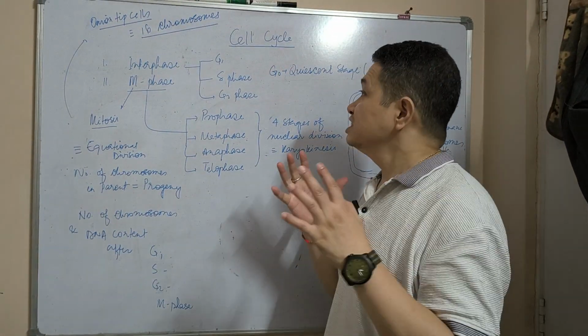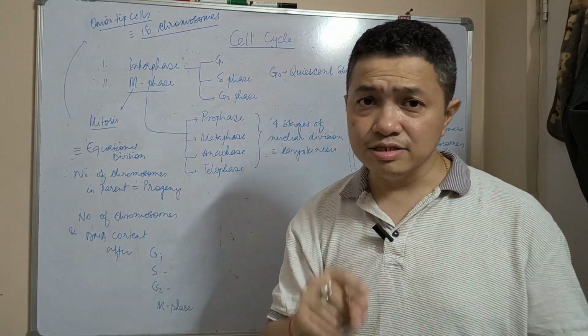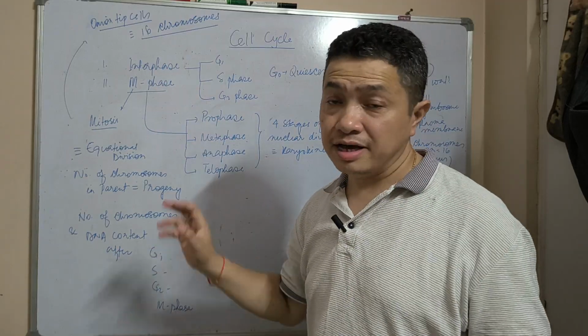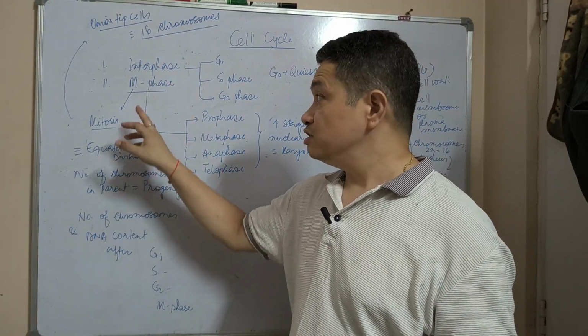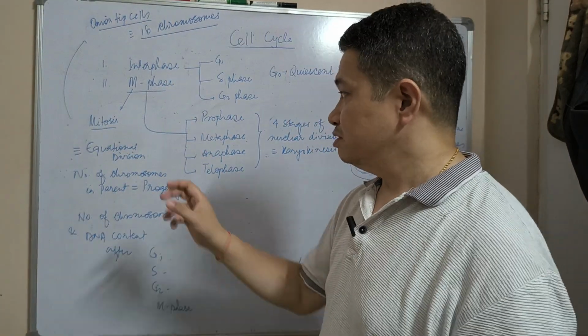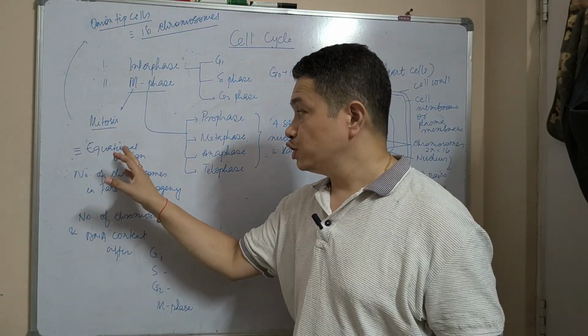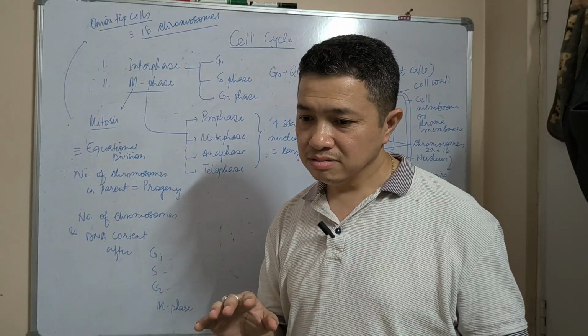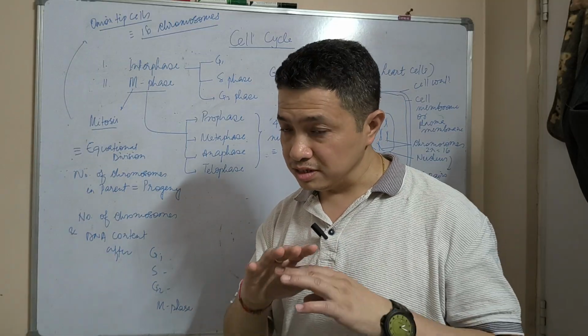Cell cycle. What is the cell cycle? The cell cycle consists of two basic phases, the interphase and the M phase. The M phase is also known as mitosis. Mitosis is an equational division, which means that the chromosome number is maintained.